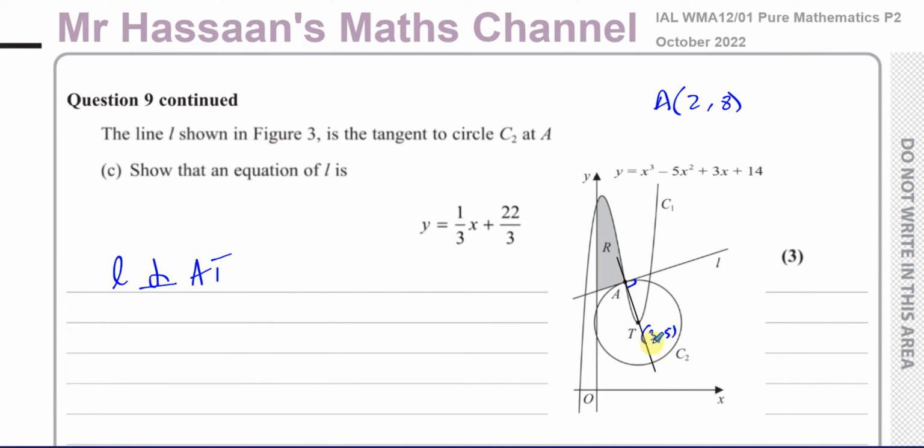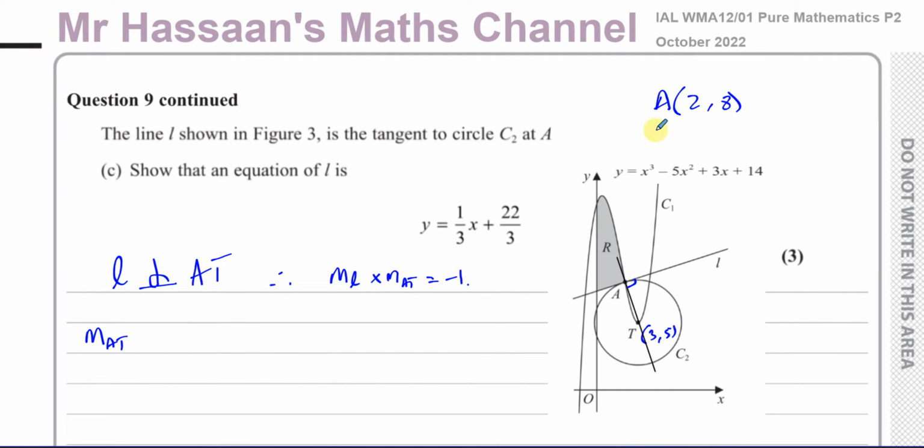So if I know the gradient of AT, then I can work out the gradient of L, because the gradient of the line L times the gradient of AT will give you -1. They're negative reciprocals.